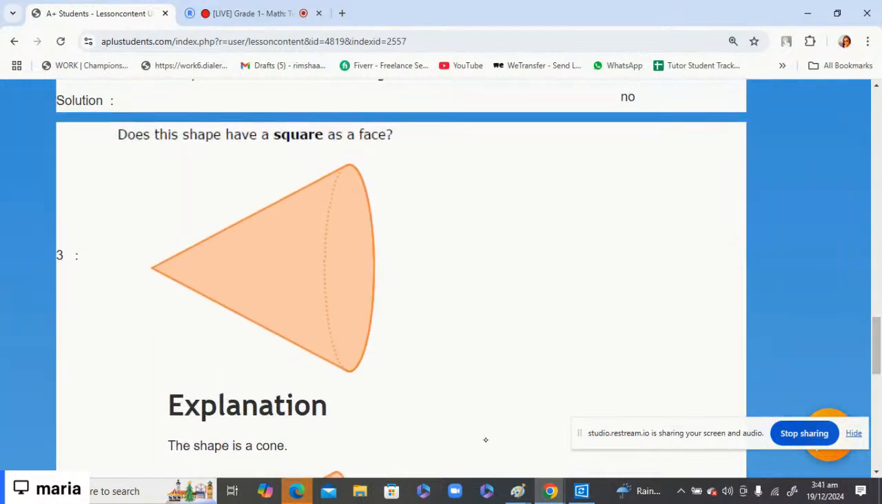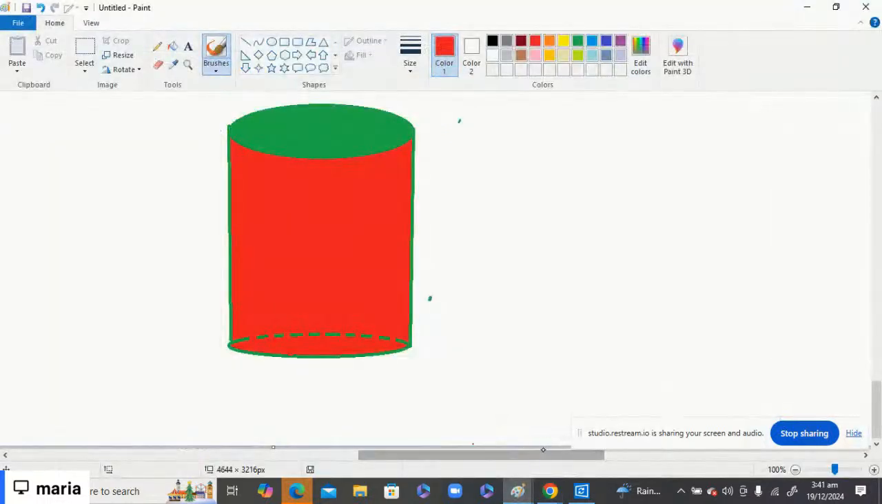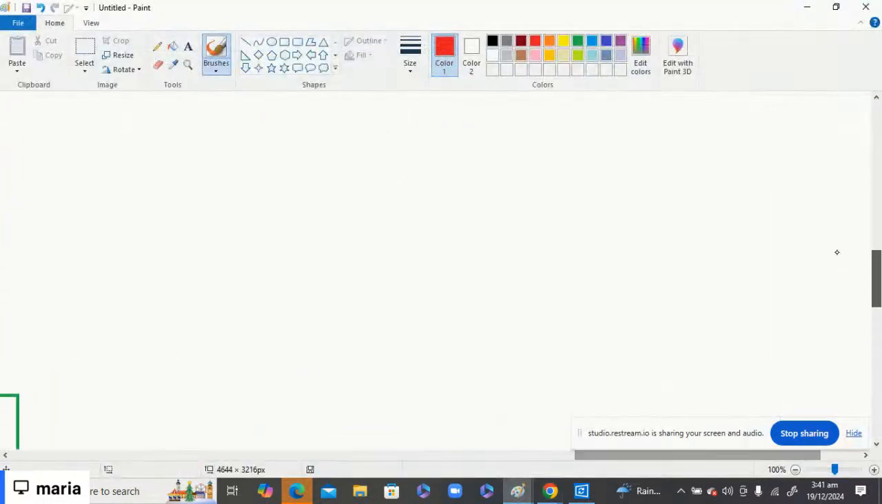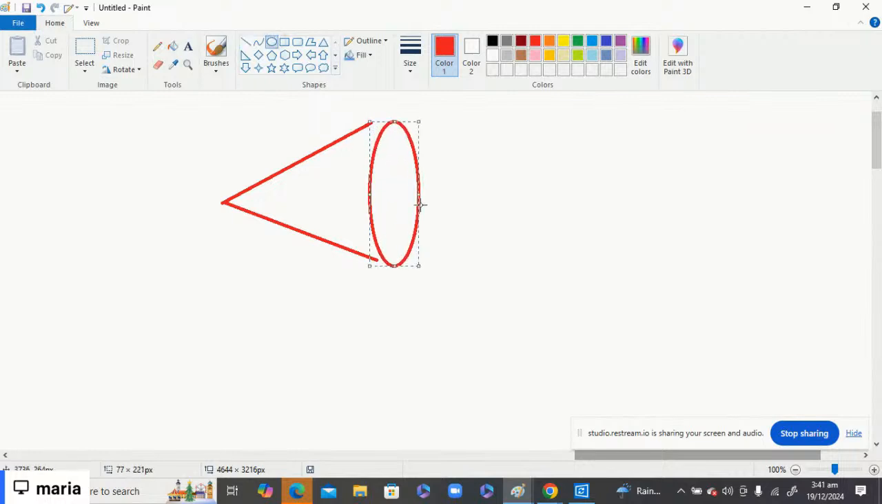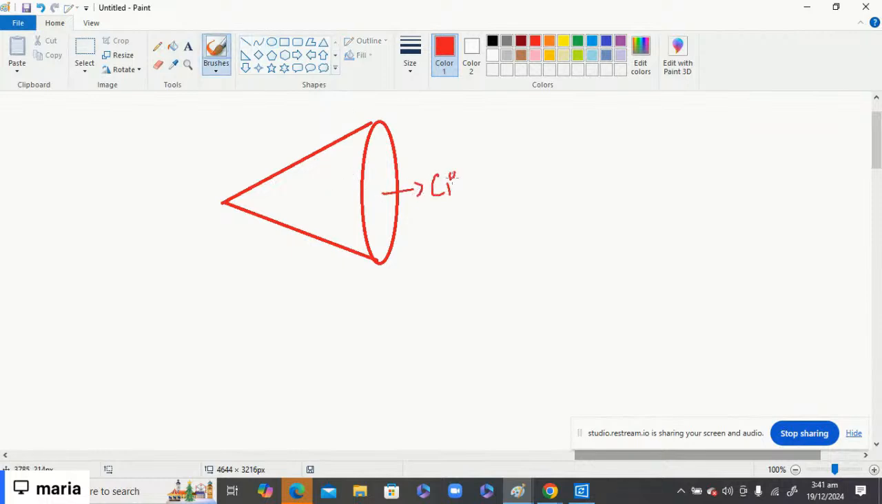Now check out the cone shape. This is the shape of the cone. It's just like they are putting it here in this way. So this is the shape of the cone. Like here. Okay. This is the shape of the cone. This is the circle here. And here is the triangle.